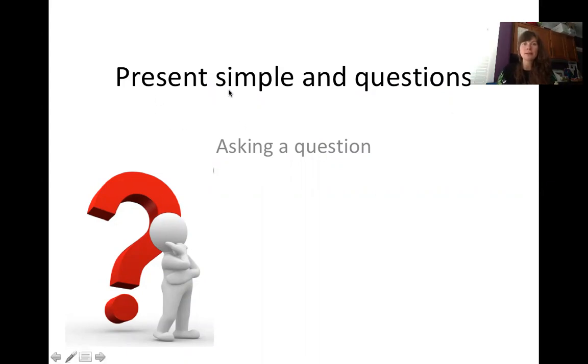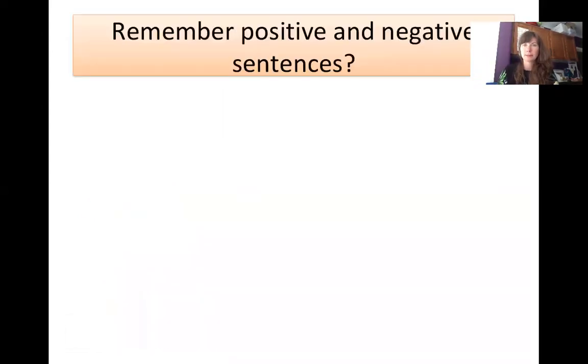So present simple and questions. It's all about asking questions in the present simple and asking correct questions. It's very, very important to get the word order right when you are asking questions. Okay, let's make a start.